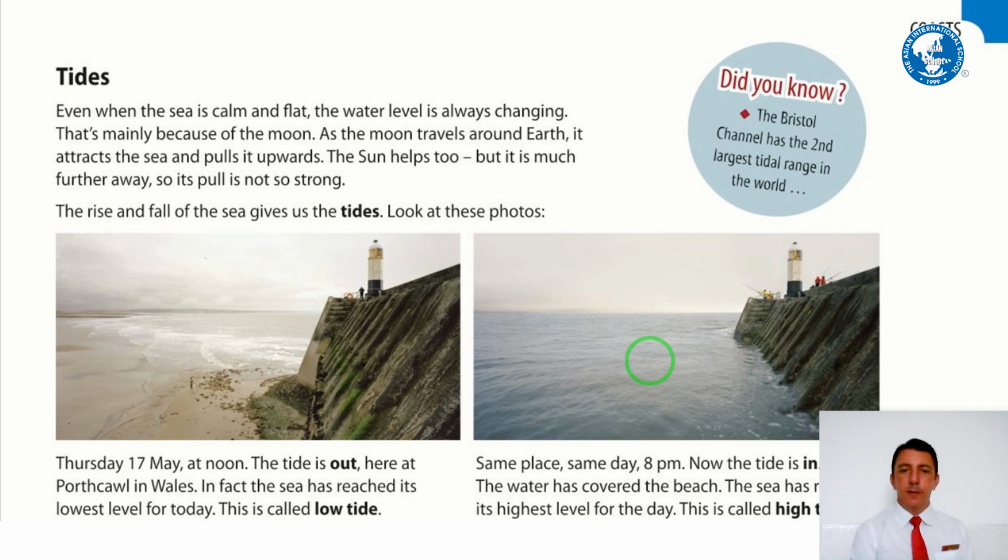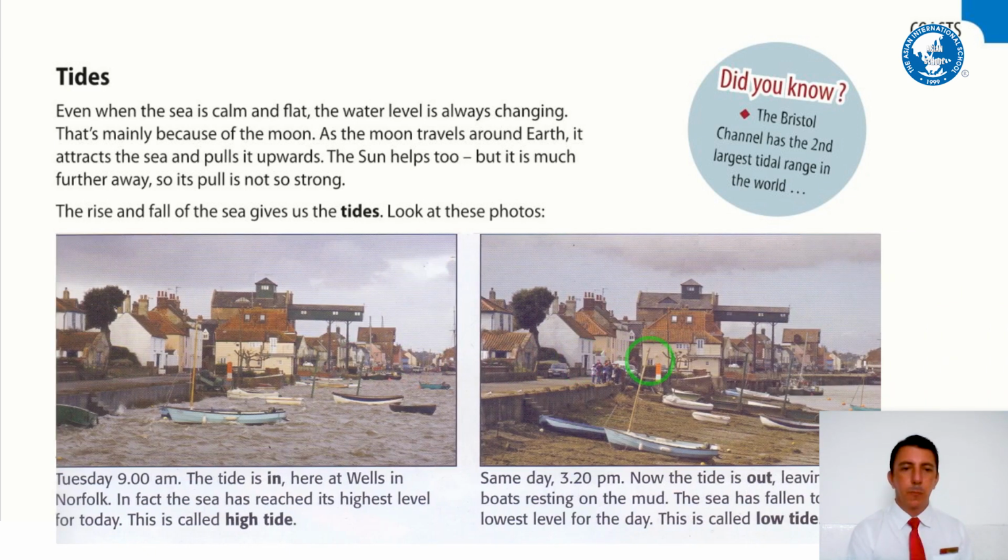So low tide versus high tide. When we have low tide, we say the tide is out. When we have a high tide, we say the tide is in. Here are a couple more examples. In the first picture, we can see it's high tide, the tide is in, and the boats are all floating on the water. In the second picture, the tide is now out, leaving the boats resting on the mud.